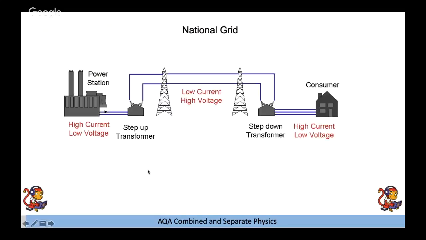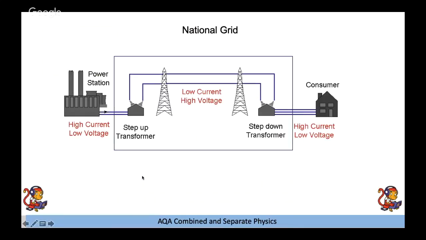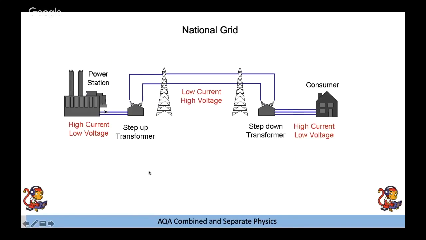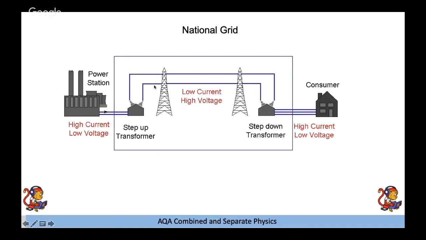Okay, national grid. We don't need to know loads about this, but this is a diagram showing us a power station, step-up transformer, pylons, cables, step-down transformer, and homes. The national grid is a series of cables and step-up and step-down transformers. That makes the national grid. So power stations and houses are not included.